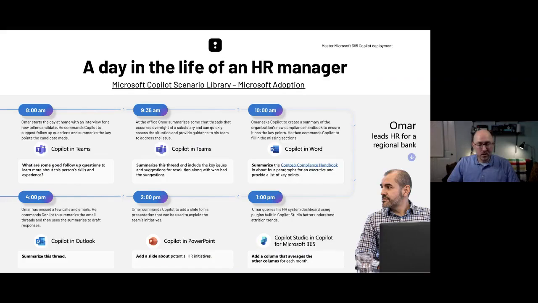There's also Day in the Life. This just breaks down, if you're an HR manager, for example, how you might use Copilot throughout the day. Different ideas: recapping Teams chats early in the morning, drafting a document with Word in the mid-morning, summarizing email at the end of the day, getting ready for the next day, and so forth. This is where you can plug Copilot in throughout your day. These are scenarios from Microsoft that are actually really helpful. I recommend you check them out.